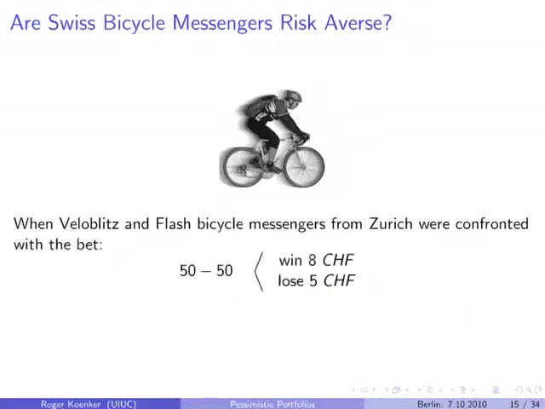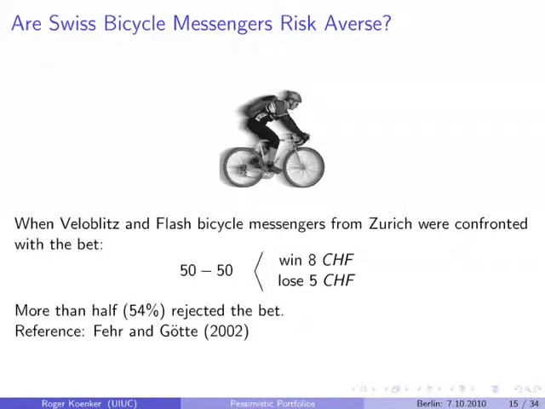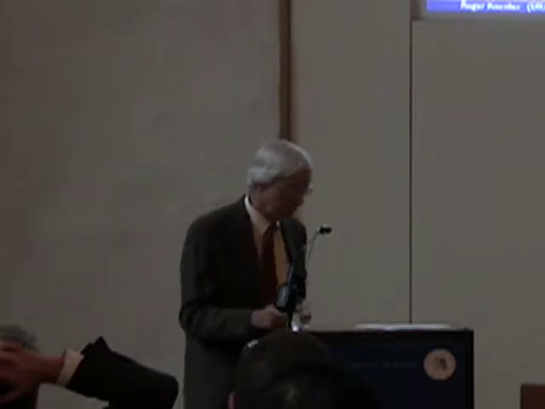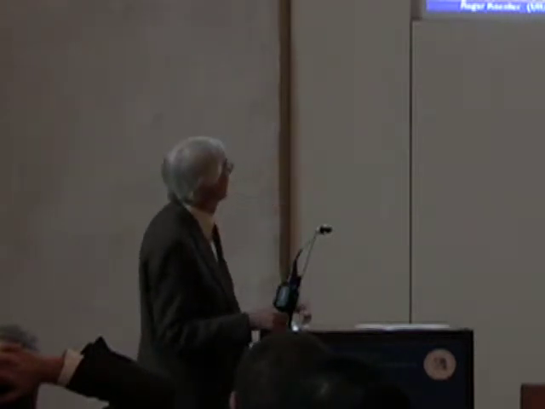The example of this that I like is from Zurich, in which they asked bicycle messengers whether they would take a gamble like this, and most of them said no. But you don't think of bicycle messengers as necessarily the most risk-averse sort of people that you've ever encountered. So it is indicative, and here the bet is actually quite advantageous. I'll come back to another example of this, of more historical interest, in a minute.